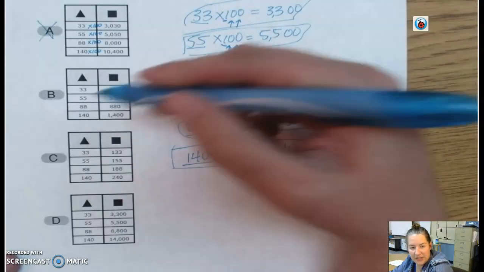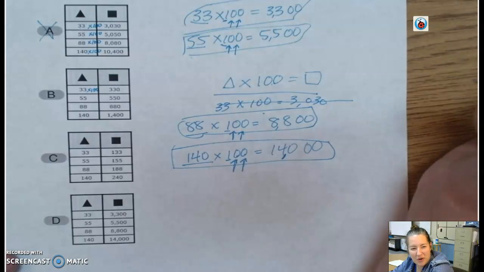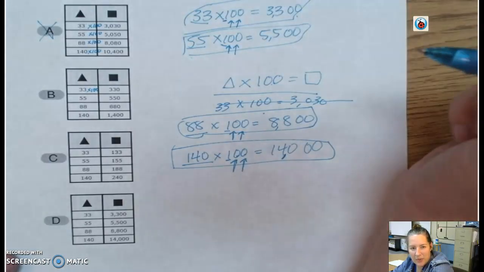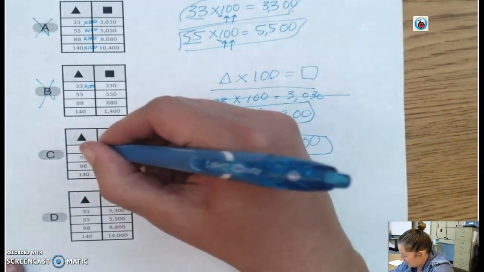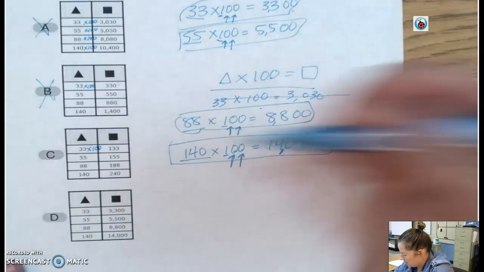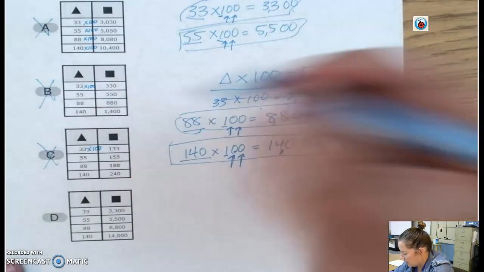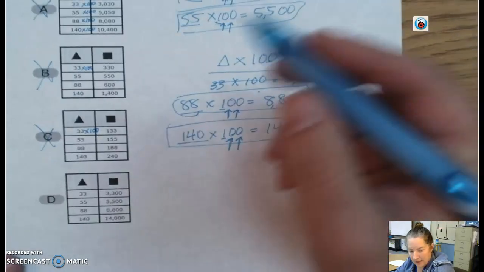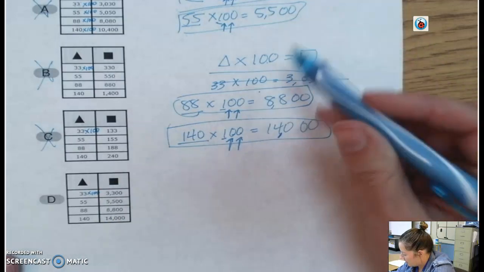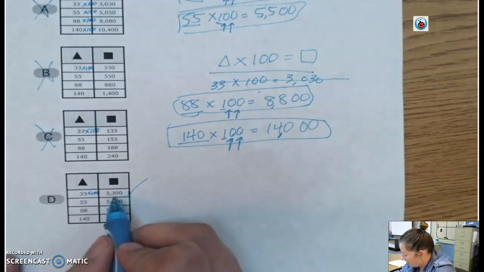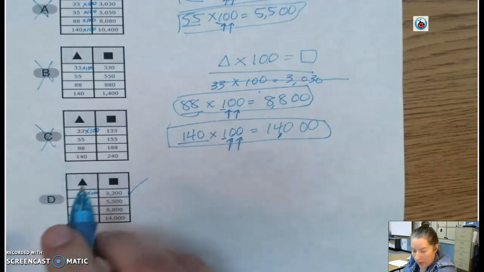So let's look at B. If I do 33 times 100, do I get 330? That doesn't match what I got up here, so no, it's not going to be B. What about C? 33, if I times that by 100, do I get what I'm looking for? No. Look, they just added a 100 in front of it. Let's look at D. 33 times 100, does that match what I'm looking for? Yes, that one does, because I've added the 2 zeros. I've moved the place value to the left twice.